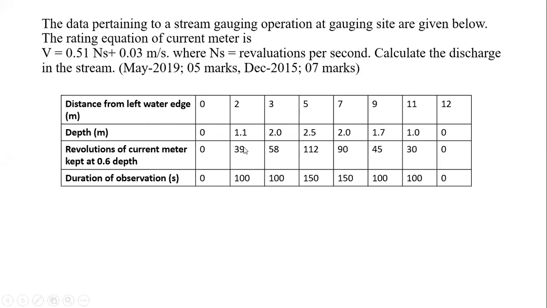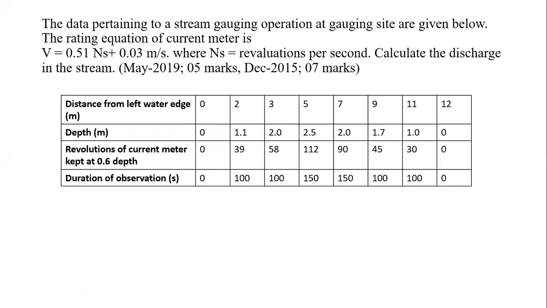कहां से? टॉप से. वो जो रिवॉल्यूशंस मिले थे हमें करंट मीटर के वो थे 39, और वो 39 कितने ड्यूरेशन में मिले थे? Those were in 100 seconds. So in 100 seconds we got 39 revolutions at a 2 meter distance from the left bank, that is at a flow depth of 1.1 and current meter depth as 0.6 times the 1.1, that is 0.66.